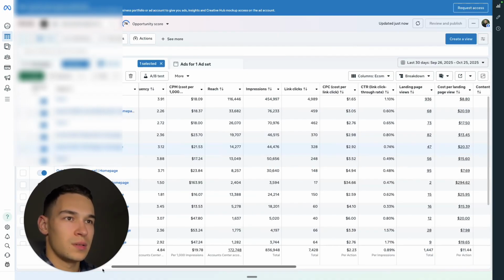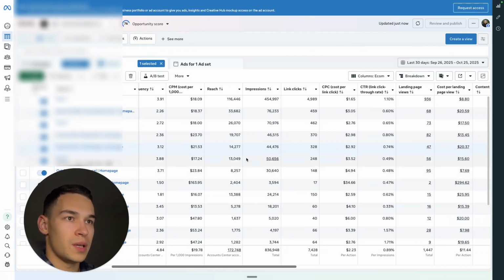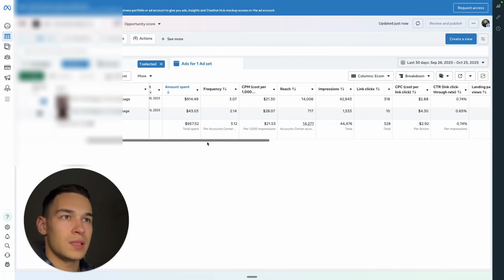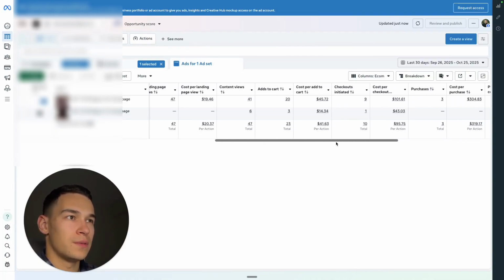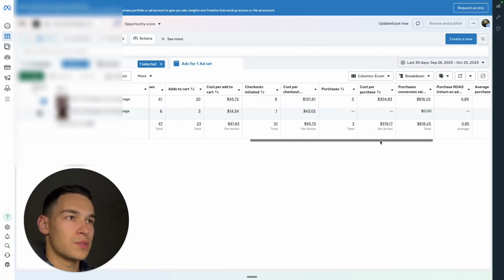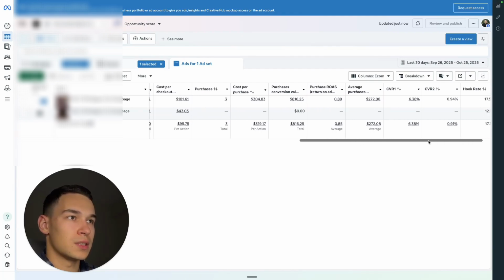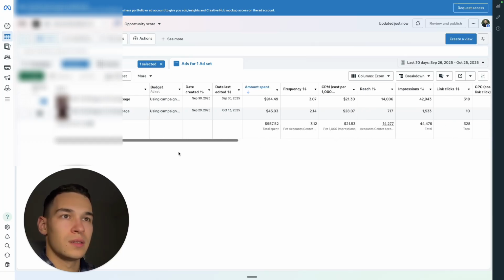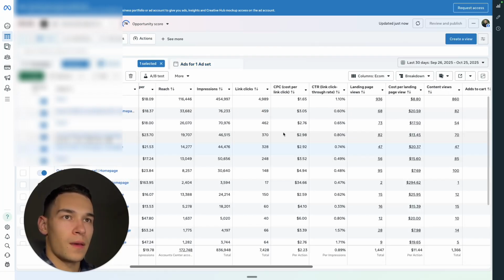What is this? Frequency 3x. 2.9 click. Okay, we have a good amount of add to carts, good amount of checkouts. Again, this is not profitable, but it's better than everything else. The AOV is higher here, but the frequency is still high.